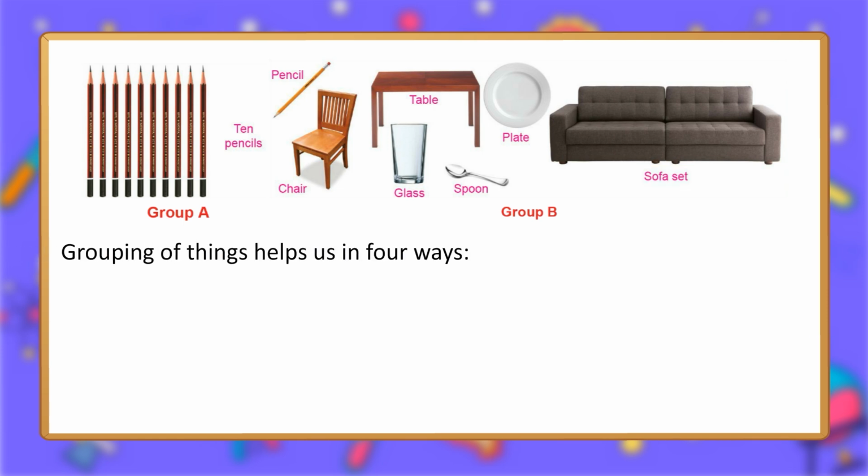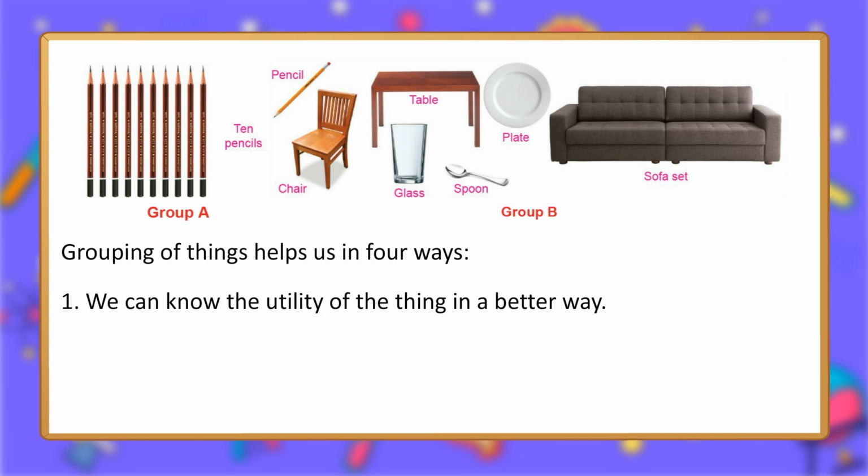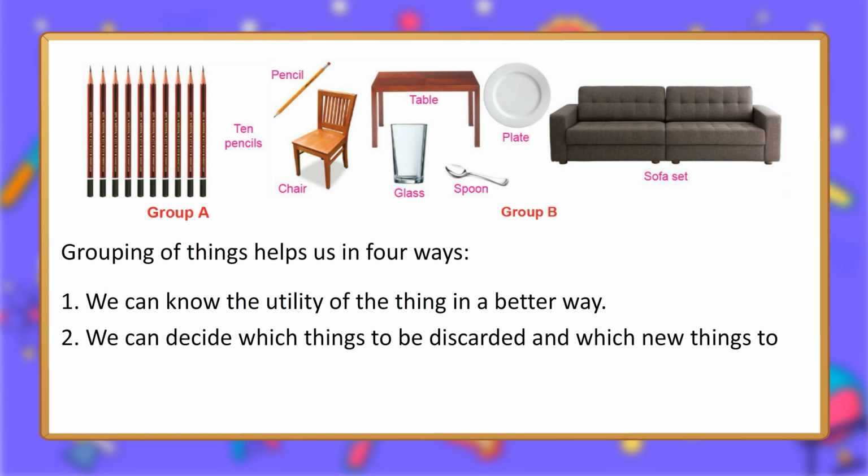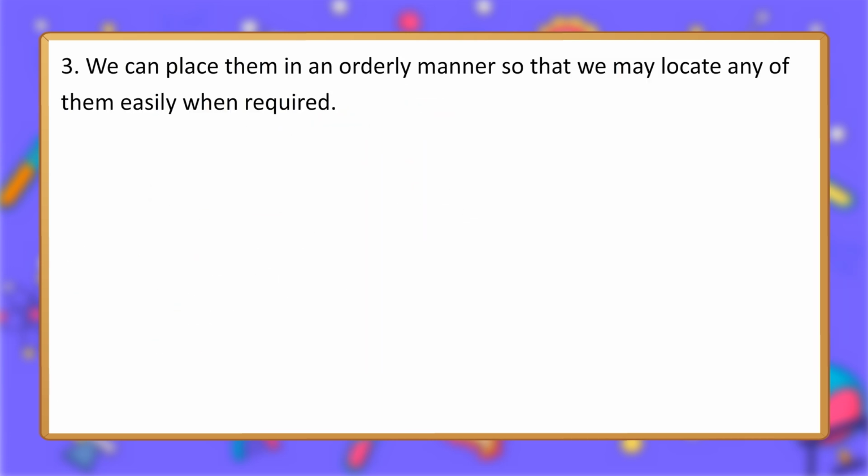Grouping of things helps us in 4 ways. 1. We can know the utility of the thing in a better way. 2. We can decide which things to be discarded and which new things to be added to the group. 3. We can place them in an orderly manner so that we may locate any of them easily when required. 4. It saves time and energy.